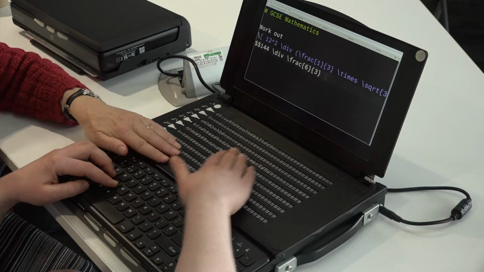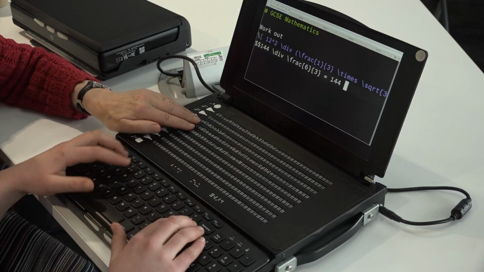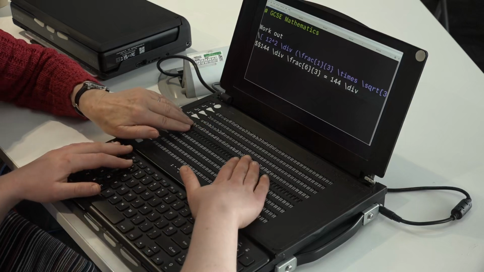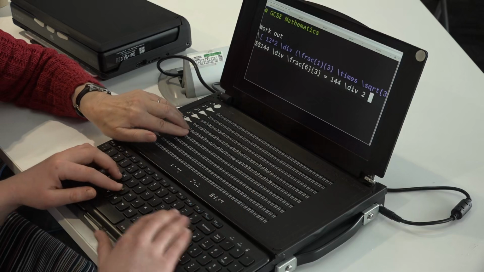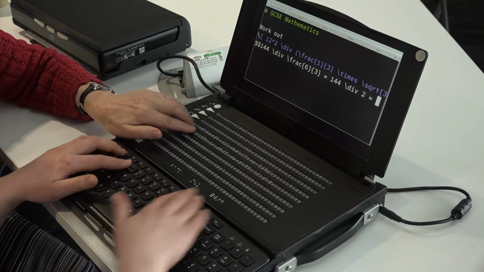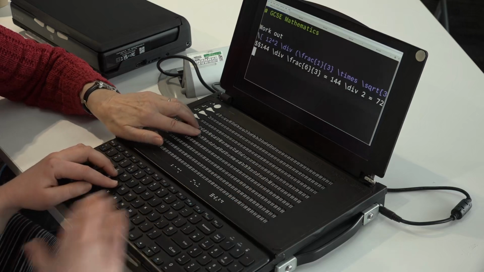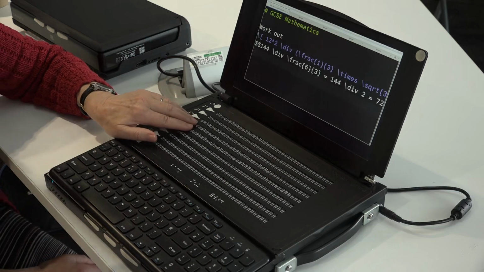And then I can say that that's equal to 144 divided by 2, and say that that is equal to 72. And you've done your homework for tomorrow. I have done my homework, all in Braille. Should we stop there?